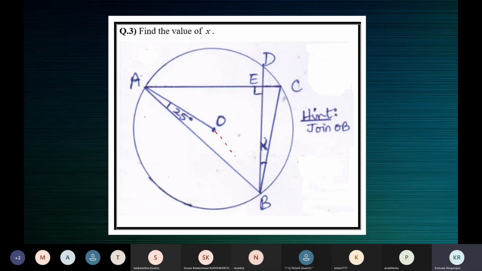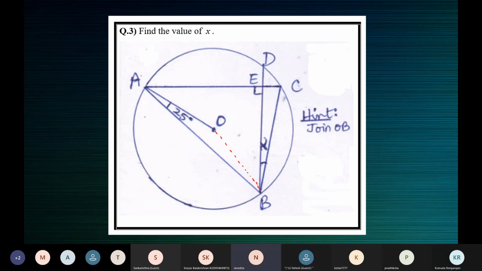Yes, ma'am. Okay. So let's join OB. I'm happy that Nivedita answered my question. Thank you, Nivedita. So children, there's the hint given there, join OB. So we join OB. What kind of a triangle is AOB?